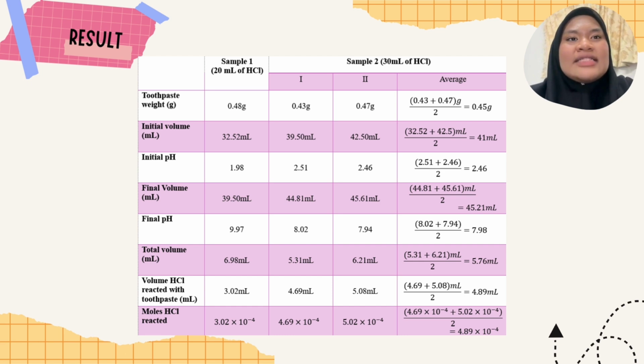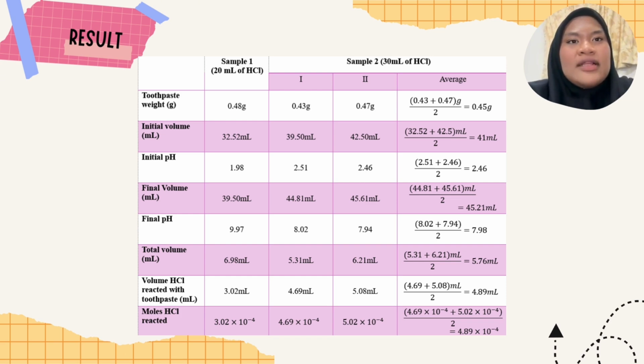For the second data in sample 2, the toothpaste weight is 0.47 gram, the initial volume is 42.5 ml, the initial pH is 2.46, the final volume is 45.61 ml, the final pH is 7.94, and the total volume is 6.21 ml. The volume of hydrochloric acid reacted with toothpaste is 5.08 ml. Therefore, the moles of hydrochloric acid reacted is 5.02 × 10^-4.